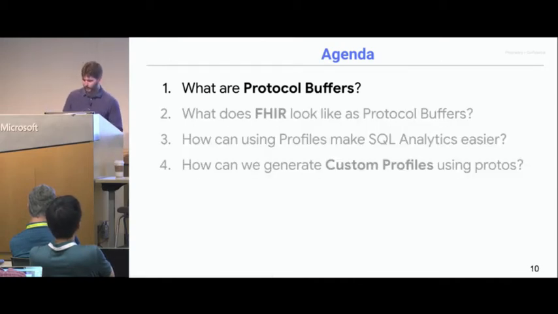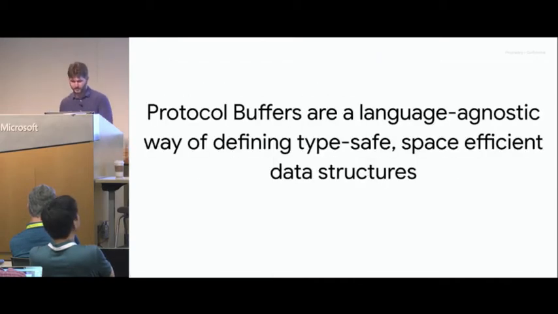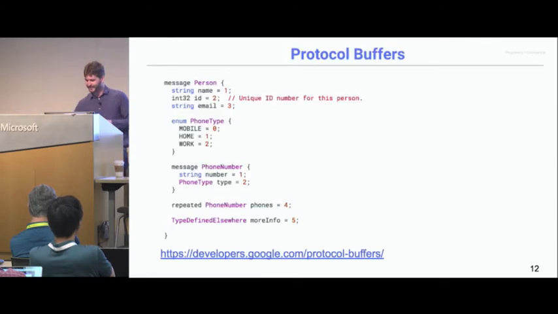So starting off with what are protocol buffers? My 1-sentence line is that protocol buffers are a language-agnostic way of defining type-safe, space-efficient data structures. Did I say type-agnostic? I mean language-agnostic. So we're going to go through all of those points in turn.